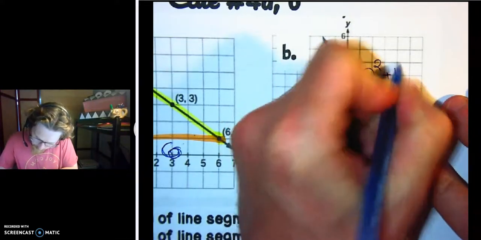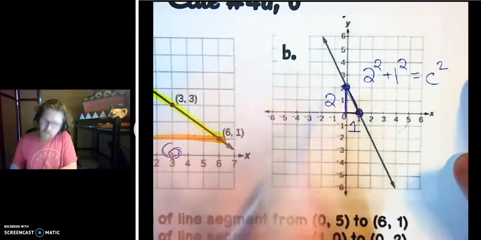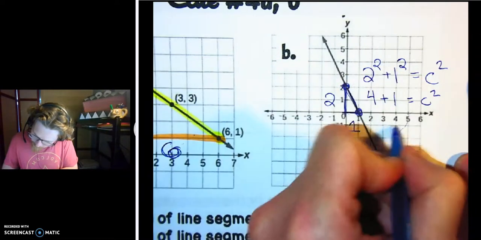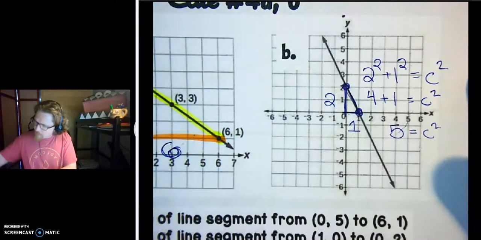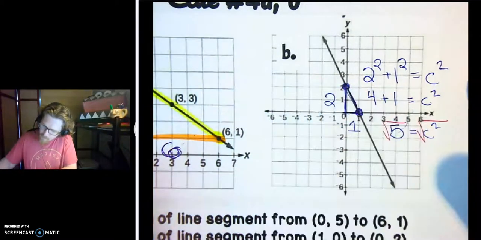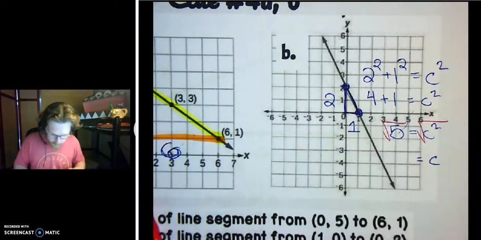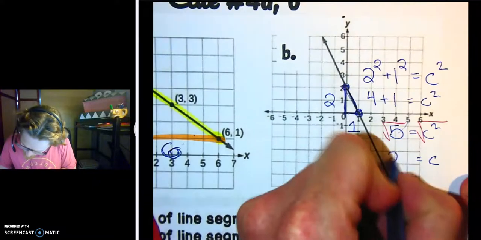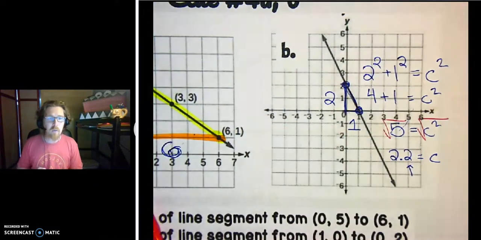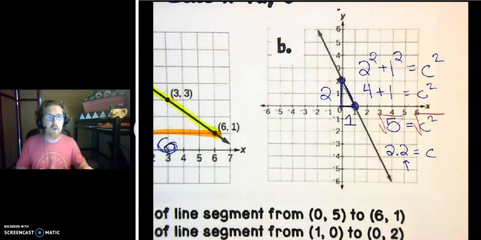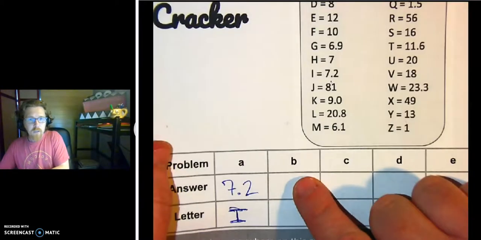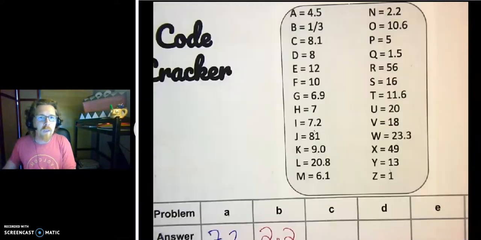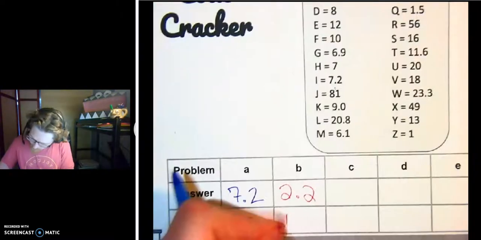2 squared plus 1 squared equals the unknown side squared. 2 squared is 4, 1 squared is 1, equals c squared. 4 plus 1 is 5. So I need to take the square root of 5 to get the value of c, and the square root of 5 measures about 2.23. Rounded to the nearest tenth, that is 2.2. So going back to my code cracker, question B, I got an answer of 2.2, and I see that 2.2 is connected with the letter N.